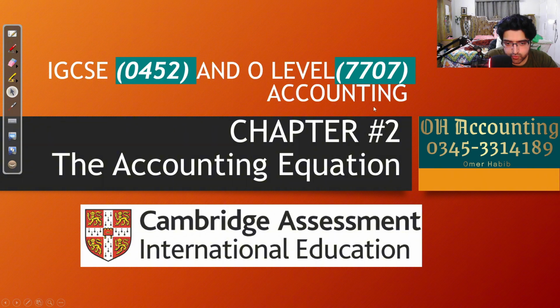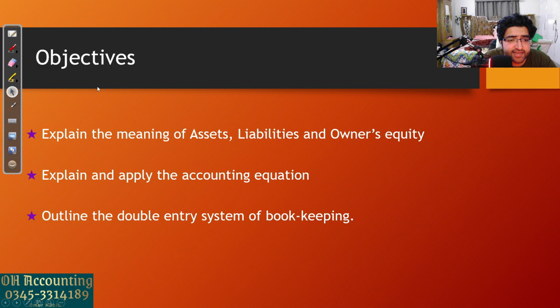Chapter number 2, the accounting equation. Once again, this course is designed for 0452, which is IGCSE, and 7707, which is O level accounting. The objectives of this chapter are to explain the meaning of assets, liabilities, and owner's equity.